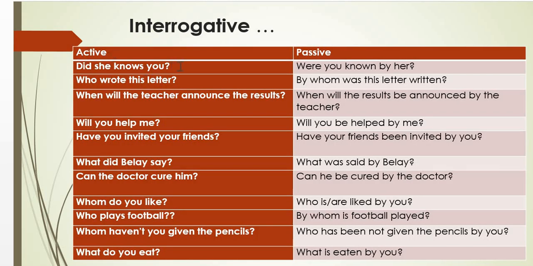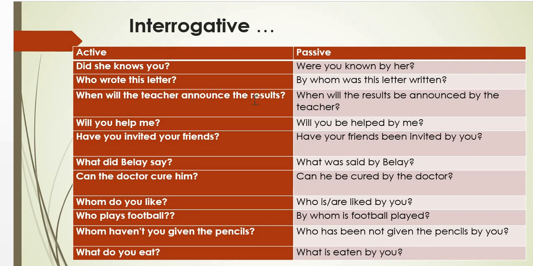Did she know you? Is did used in the passive construction? No. So instead of that, since did is a past form, we use were. Were you known by her? Who wrote this letter? Already we have seen that who is changed to by whom. The other tense changes are as expected. Because of wrote, we use was written.